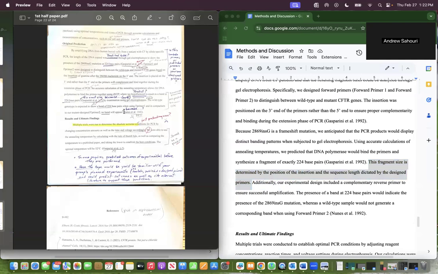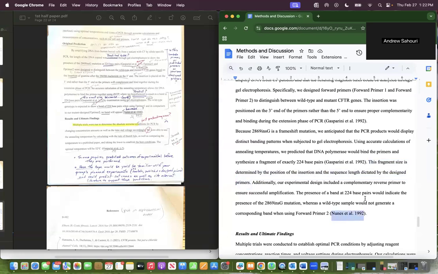And then I fixed the citation down here, put it over here. I tried my best. It said incomplete prediction, so I fixed it. I said "we predicted" and I cited it, and I said how the fragment size is determined by the position of the insertion and the sequence length dictated by the designed primers.